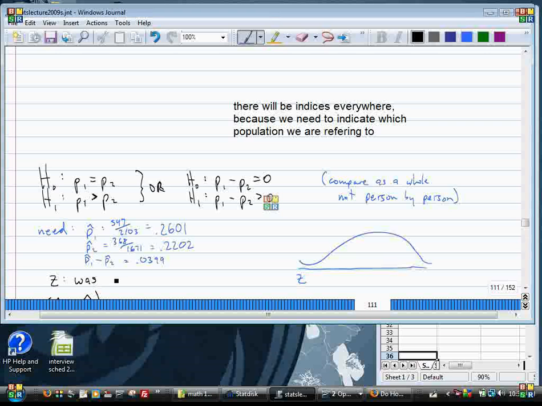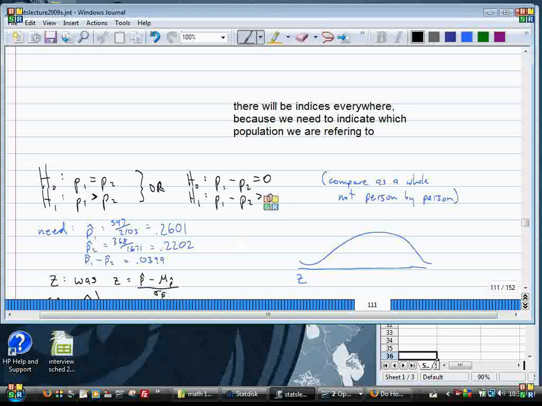So for a regular proportion problem, what's the formula for a z-score? P hat minus the mu for p hat, and then divided by sigma for p hat. Okay. So the trick that we're going to do here is that instead of talking about p hat, we're going to talk about p1 hat minus p2 hat. So instead of talking about the proportion, we'll be talking about the difference between the proportions.